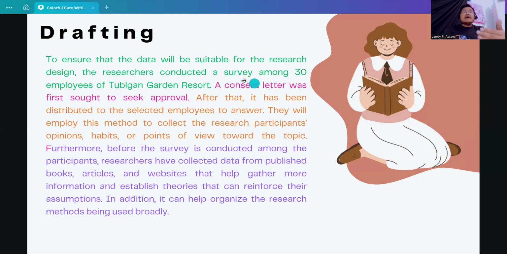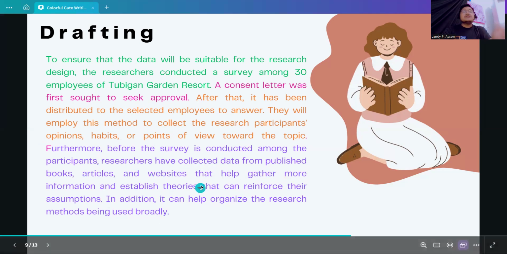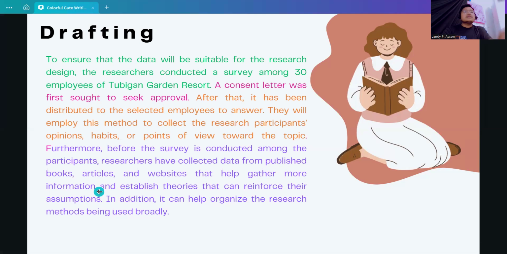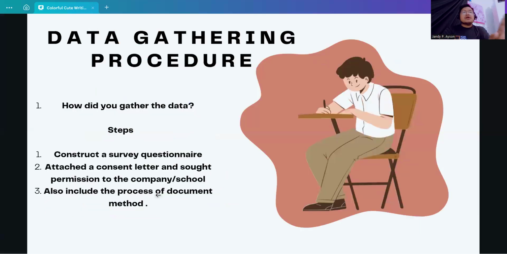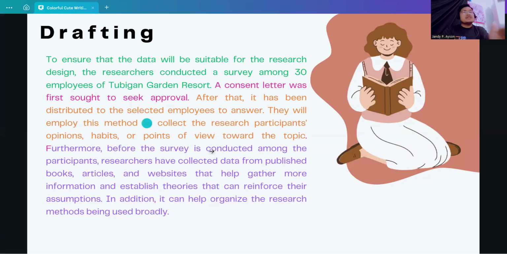And then, after that, ito na yung part. A consent letter was first sought to seek approval. After that, it has been distributed to the selected employees to answer. They will employ this method to collect the research participants' opinions, habits, or point of view towards the topic. Furthermore, before the survey is conducted, the researchers have collected data from published books, articles, and websites that help gather more information and establish theories that can reinforce their assumptions. In addition, it can help organize the research methods being used broadly. So, yun yung sinasabi dito na also include the process of document method kasi ginawa din naman talaga natin yan.